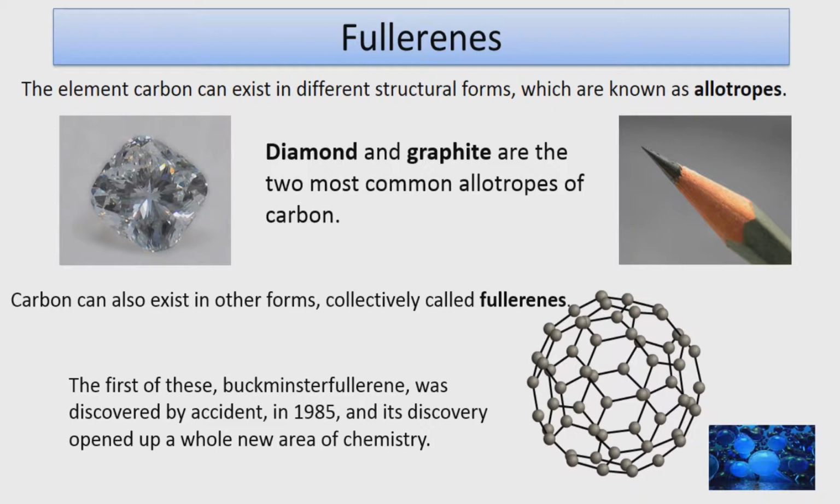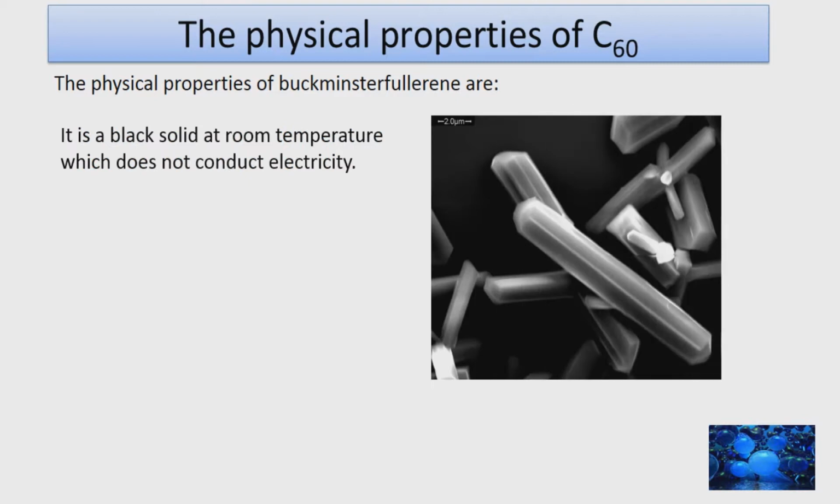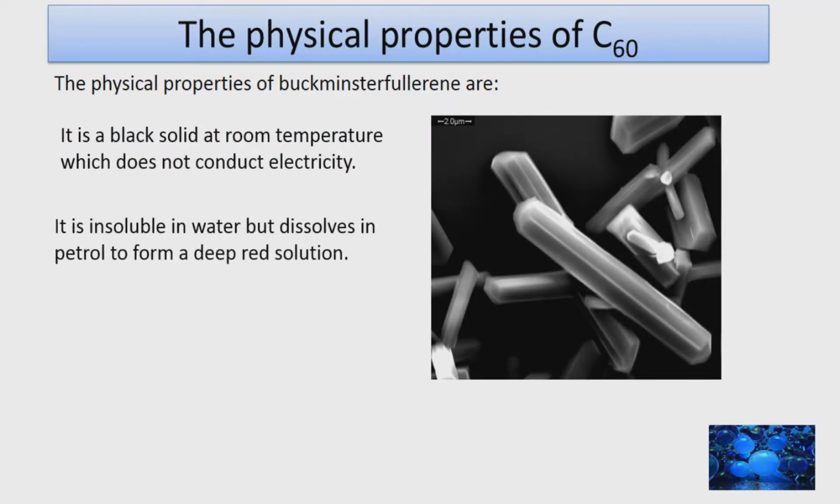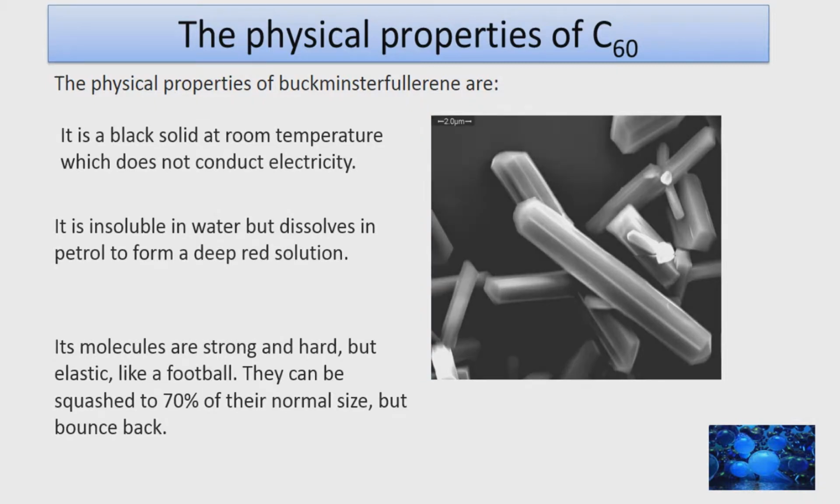You can see the complex structure there, composed of 60 carbon atoms. So we call it C60. The physical properties of Buckminster fullerene are that it is a black solid at room temperature, which does not conduct electricity. It's insoluble in water but dissolves in petrol to form a deep red solution. Its molecules are strong and hard, but elastic like a football. They can be squashed to 70% of their normal size, but will bounce back.